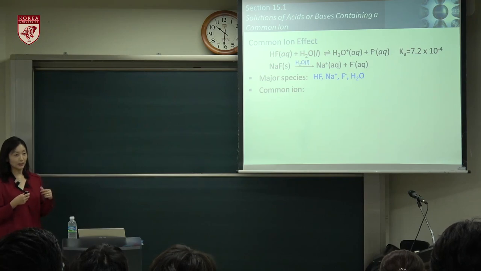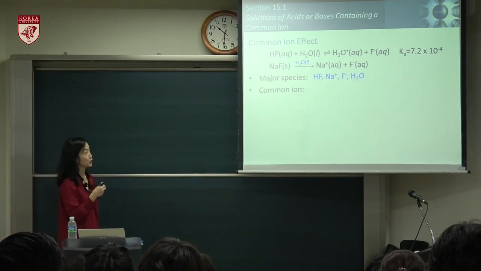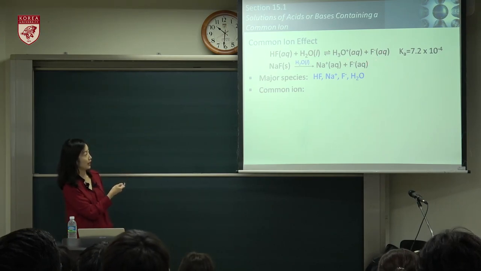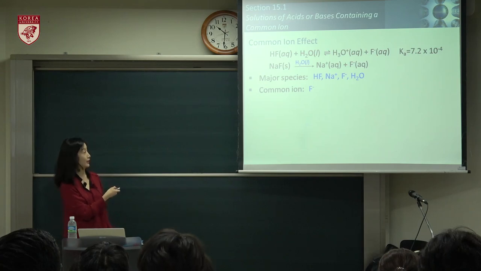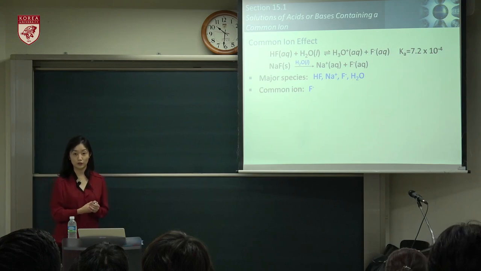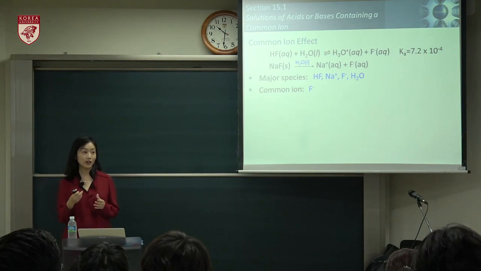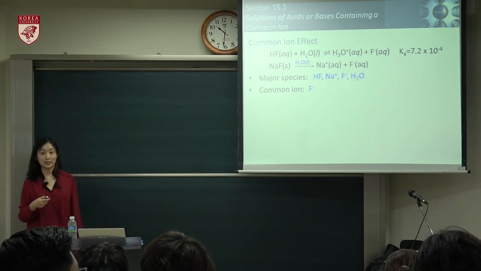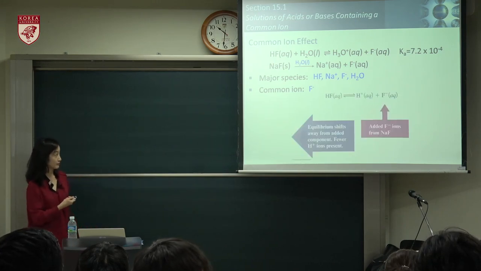What is the common ion then? The common ion is the one that's produced by both reactions. So in this case, we have fluoride in both reactions. So the common ion is fluoride, okay? So then what effect does the presence of sodium fluoride have on the dissociation equilibrium of the weak acid hydrofluoric acid?